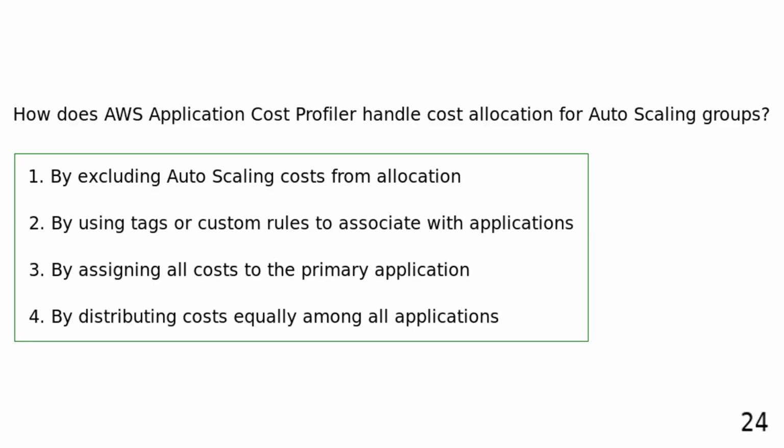How does AWS Application Cost Profiler handle cost allocation for auto-scaling groups? By excluding auto-scaling costs from allocation. By using tags or custom rules to associate with applications. By assigning all costs to the primary application. By distributing costs equally among all applications.